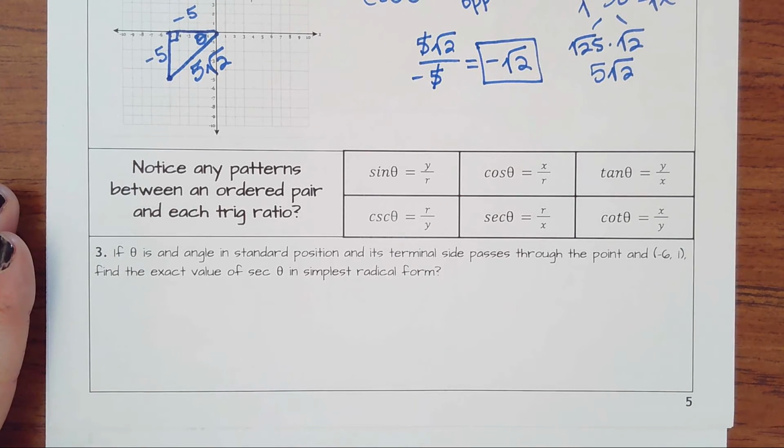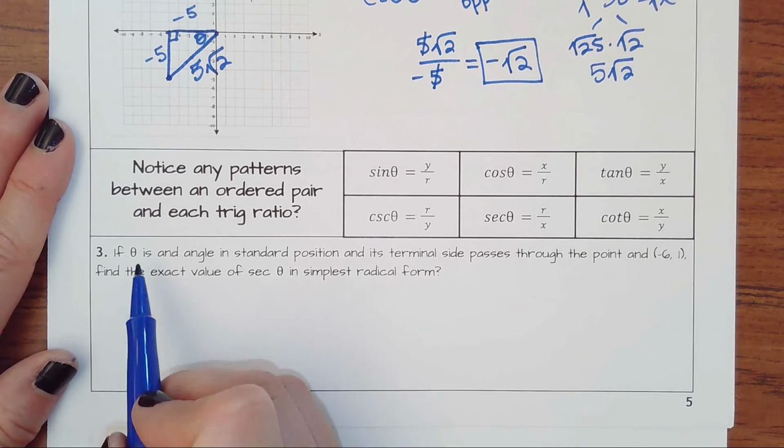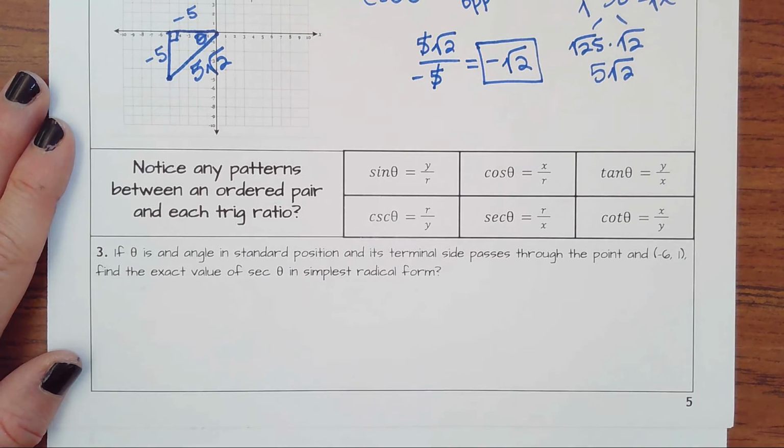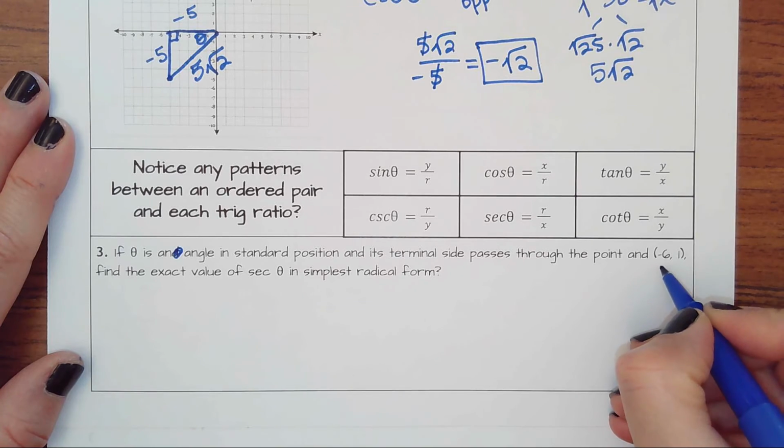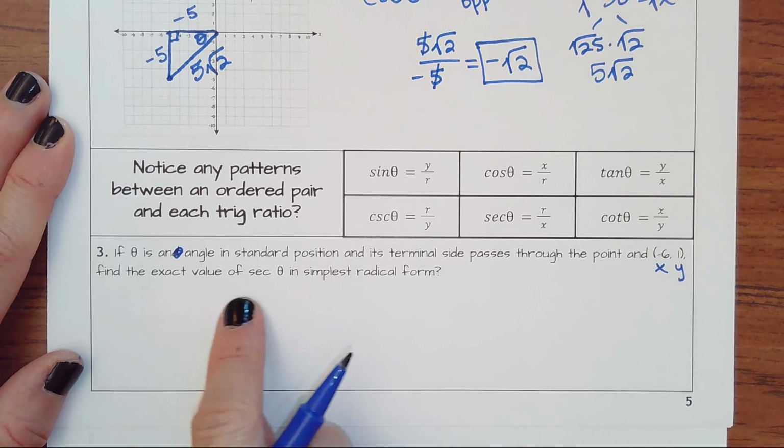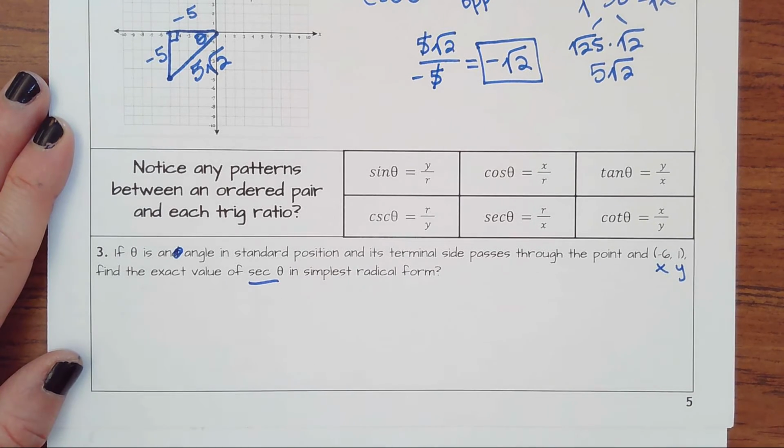So sometimes memorizing these ratios will make it easier than having to draw a picture, but it's totally up to you. It's like on number 3, there's no graph, so I'll show you what's happening. If theta is an angle in standard position and its terminal side passes through this point, where this is the x, this is the y, find the exact value of secant of theta in simplest radical form.